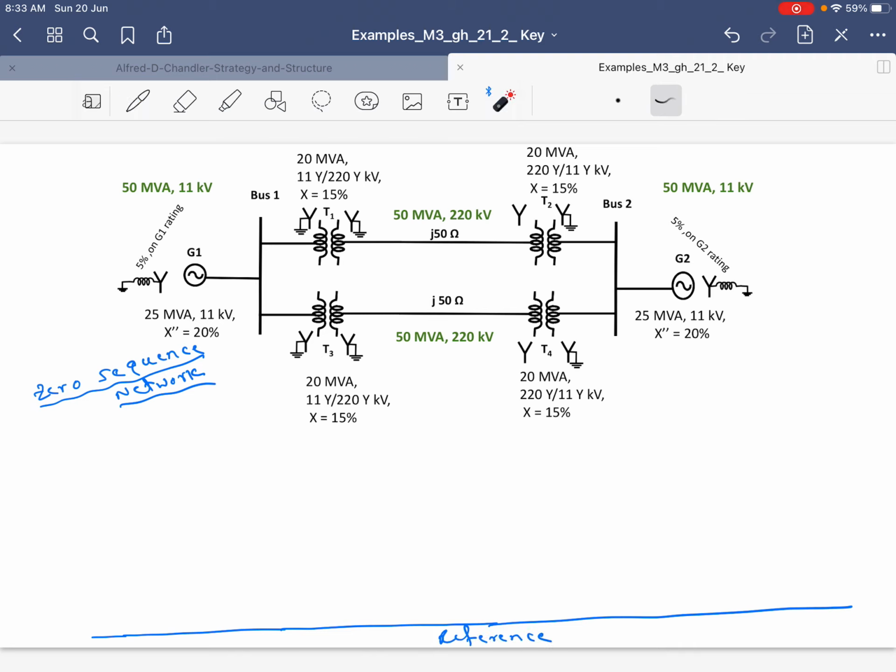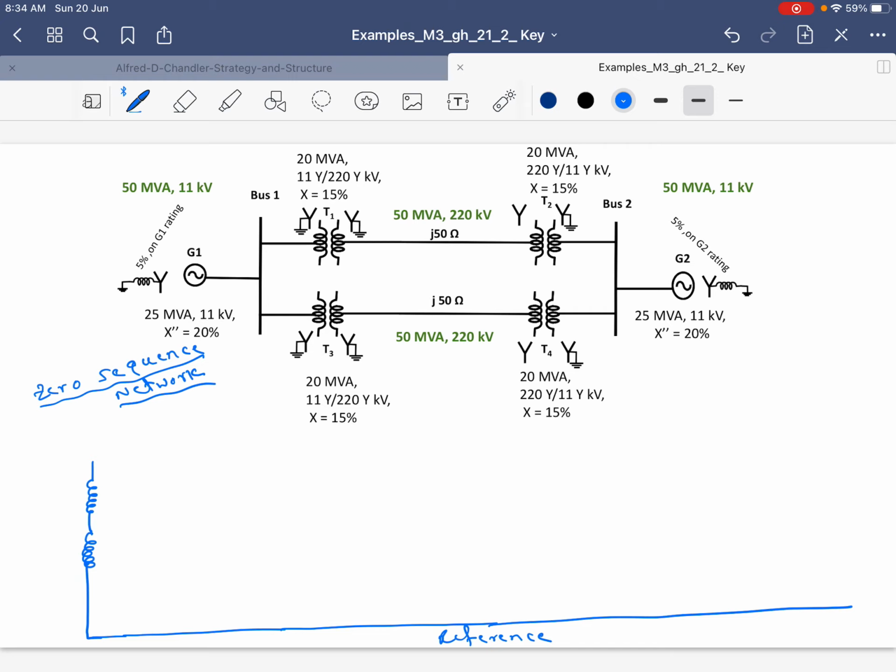Reference. See here, very carefully, it is grounded. The generator G1 is grounded. Therefore, it has to start from the reference. And here it has Xn plus Xg0 of the generator. Therefore, while representing the zero sequence reactance of a generator, you have to take care of both the reactances. You can observe here, it has two components. One is Xg0, and the other is 3 times Xn.